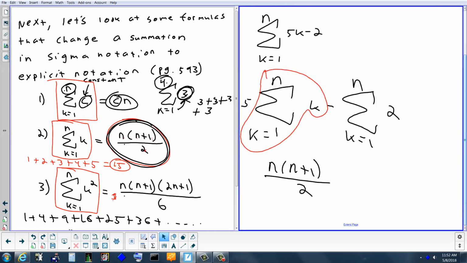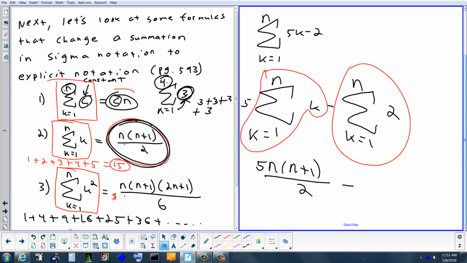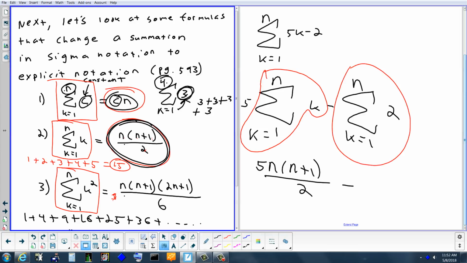But what's still in front of all that stuff I circled in red? Still have a 5 in front of all that stuff. So you can just put a 5 right there. Minus. And what about when I replace this with that? Minus 2n. Minus 2n. Yep.